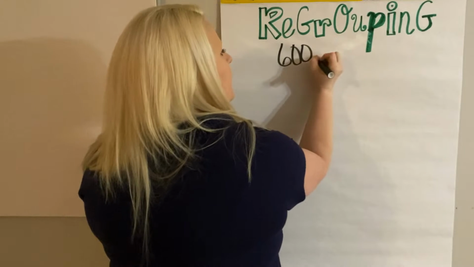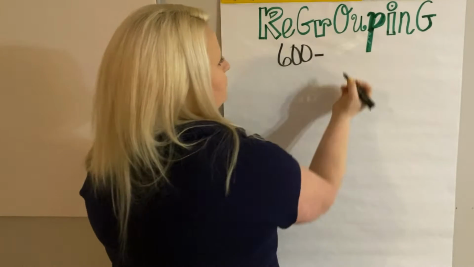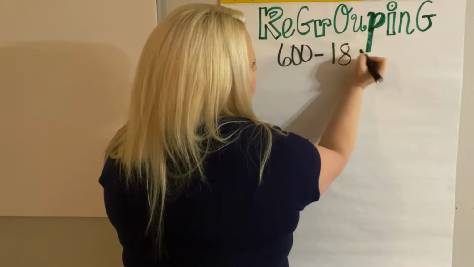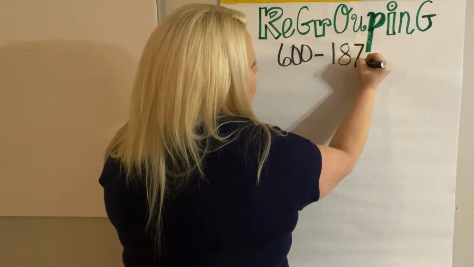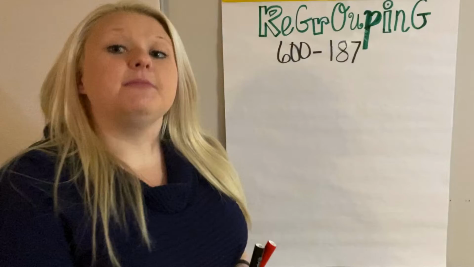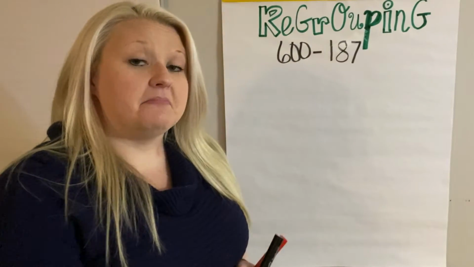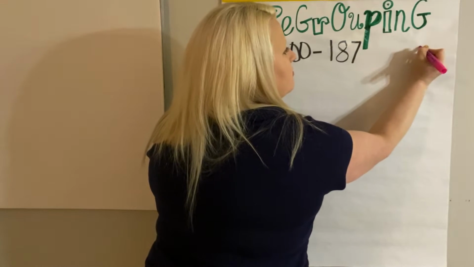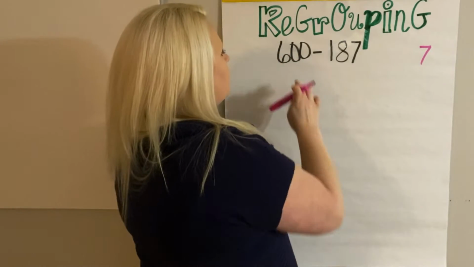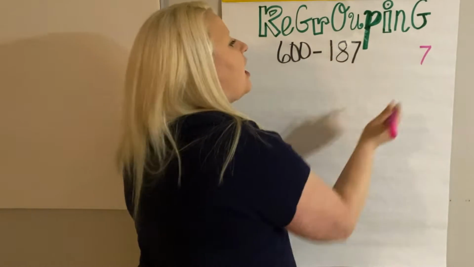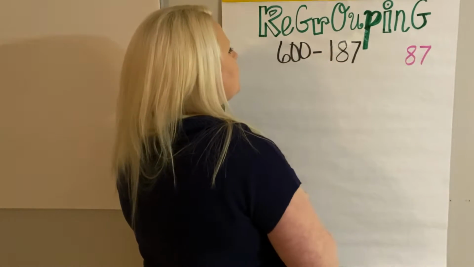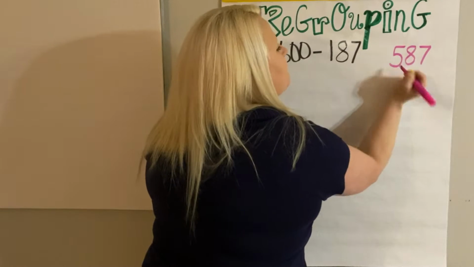600 minus 187. Some of you are still doing this: 0 and 7, okay, I'm going to have 7 in my ones place. 0 and 8, okay, I'm going to have 8 in my tens place. 6 minus 1, all right, there's 5. 587.